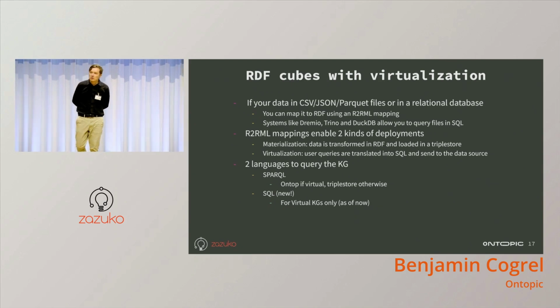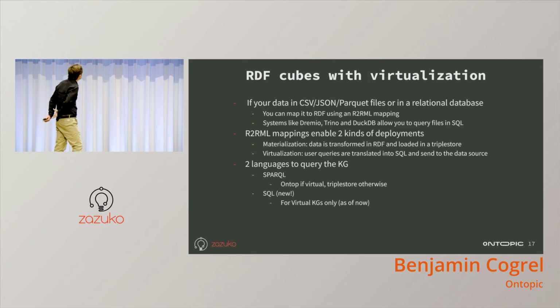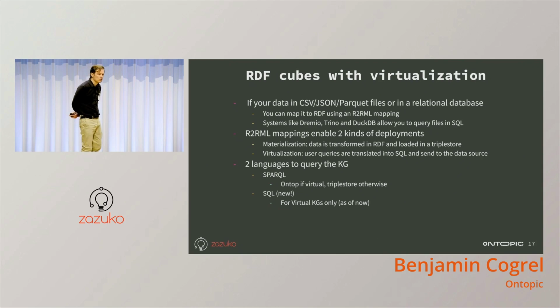And once you have your mapping, you can use it in two different ways. The classical way is to use it for materializing. It means you will transform your data into RDF and load it into a triple store. But you have another option with the mapping, which is what we call virtualization. Basically, when the user makes a query, this query will be translated into a query that will be run over the source. So we generate a SQL query that will run over the database, or whatever the source is.